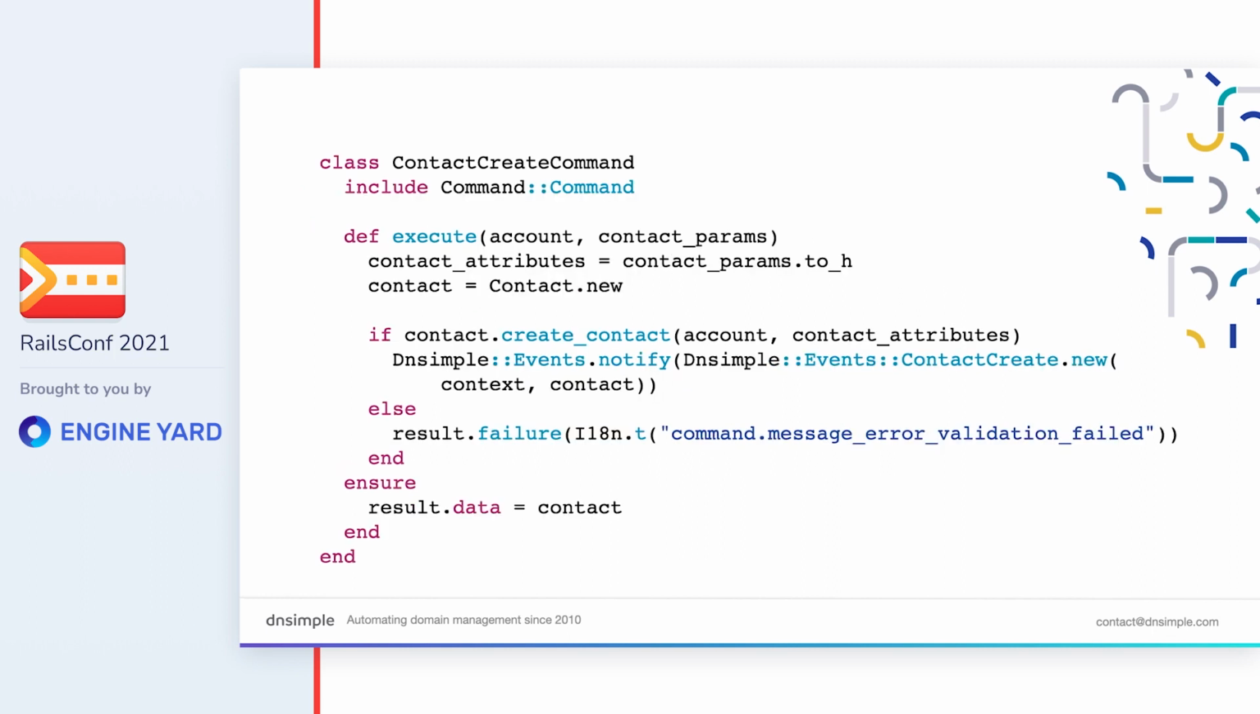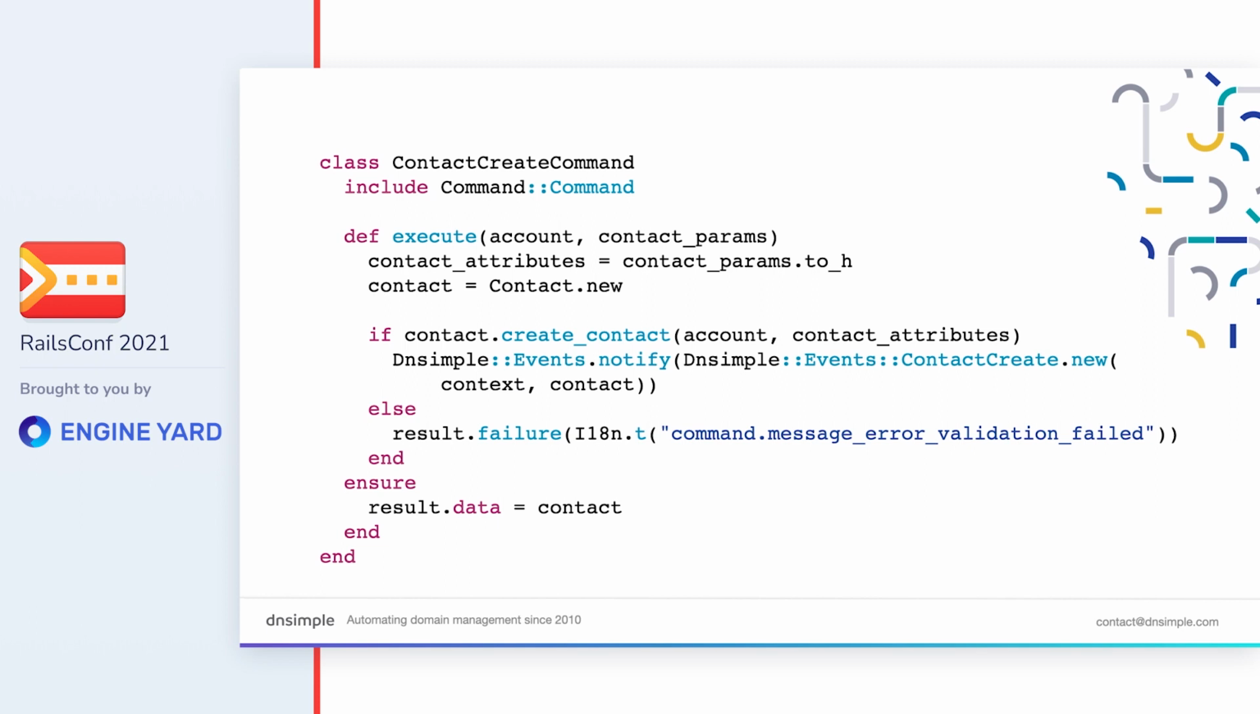Here is an example of the actual contact create command. You can see that the command instance method only takes the account and contact parameters. So these are all the arguments after the context. The context is stored inside the command and made available to everything inside that command. And you can see here the implementation now creates the contact directly, and if that succeeds, it will also send out a notification.